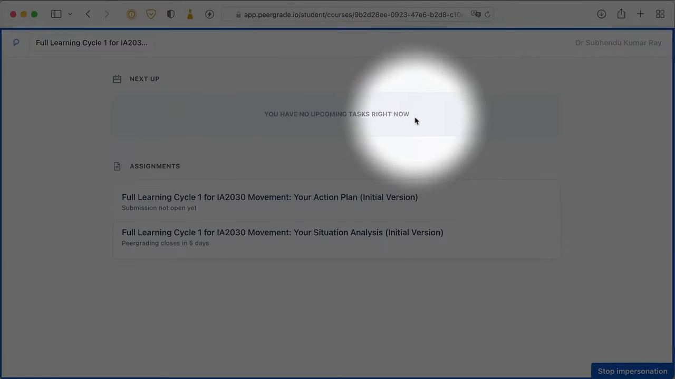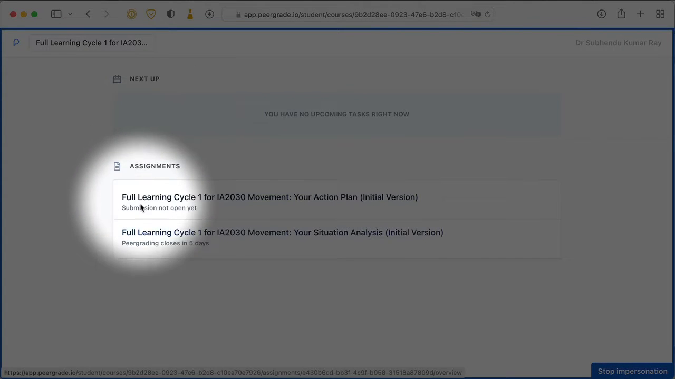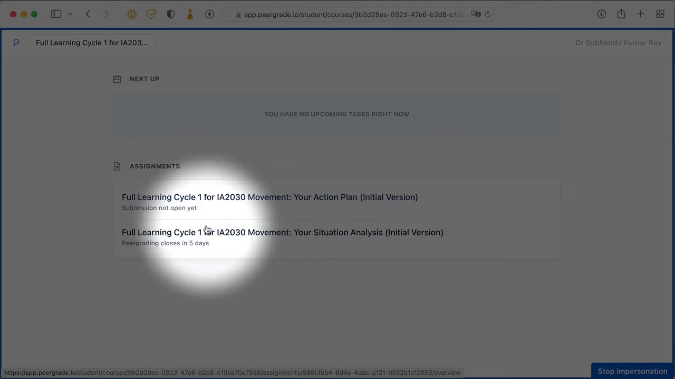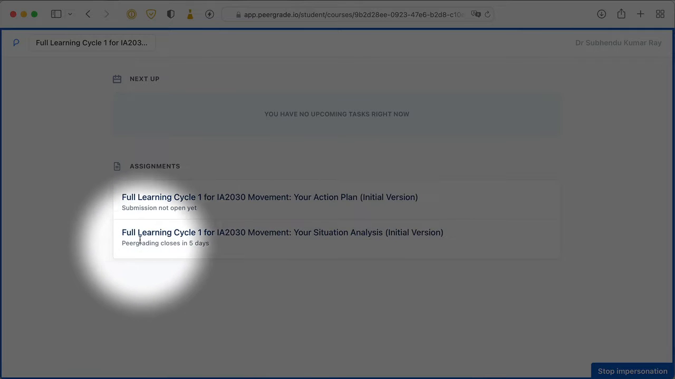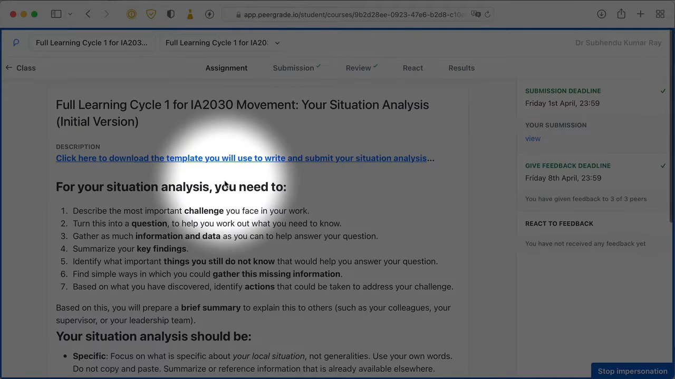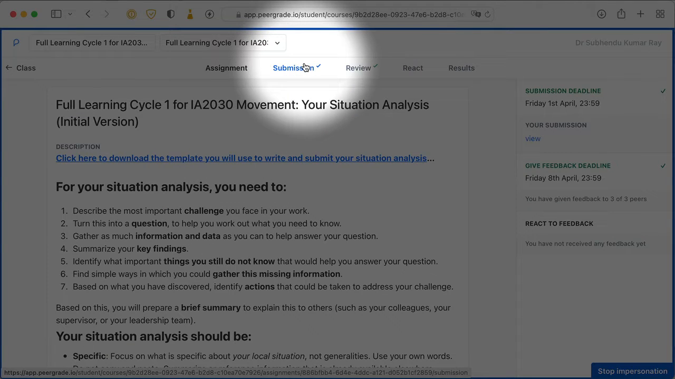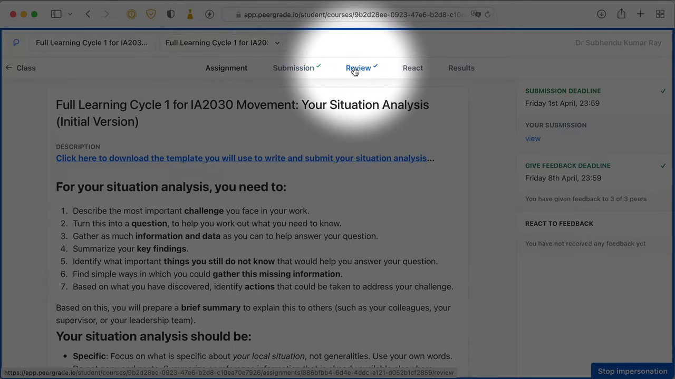I'm back in Peergrade, but where is peer review? Well, you can see here under the actual assignment that you're working on, you'll see peer grading closes in 5 days. That is where I need to click. It's not obvious. Remember, you submitted your work under submission. For peer review, you're going to work under the review tab.